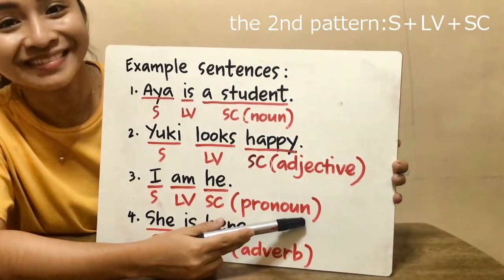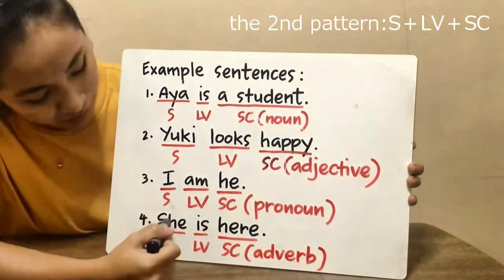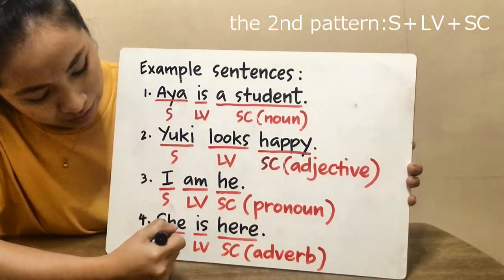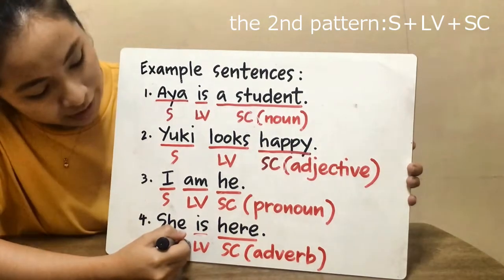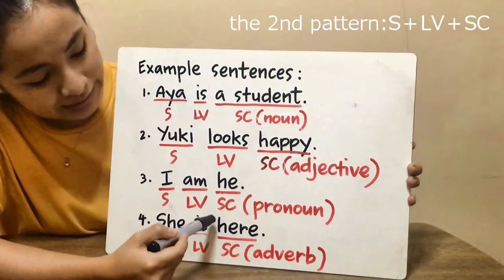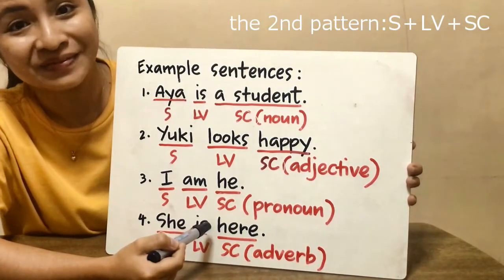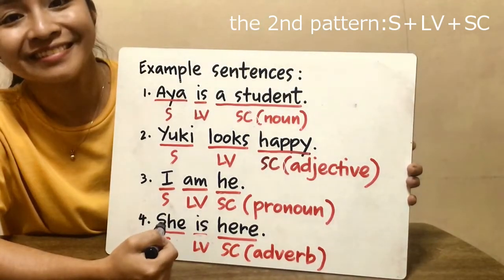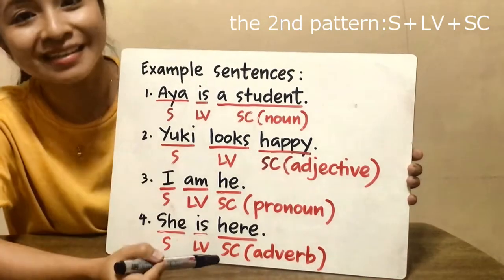Is it okay? Okay, let's move on to the fourth one, the last sentence. We have here, she is here. So she is your subject, is, of course, your linking verb, and then your SC is an adverb. So you can see it very clearly. Here is actually an adverb. So it talks about the location of your subject. Is everything clear? Let's move on to the next pattern.